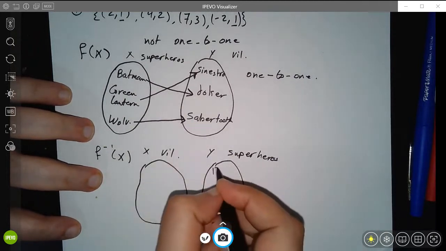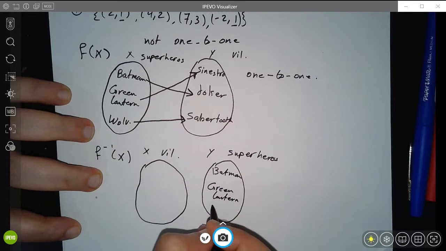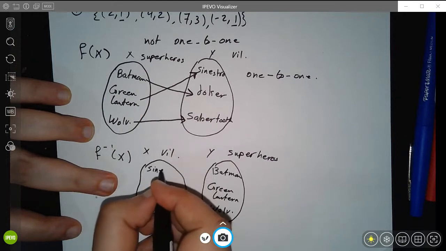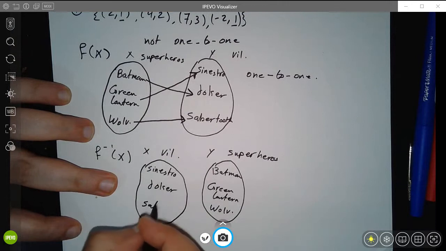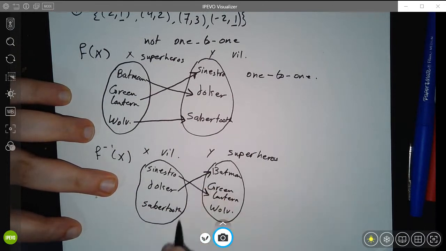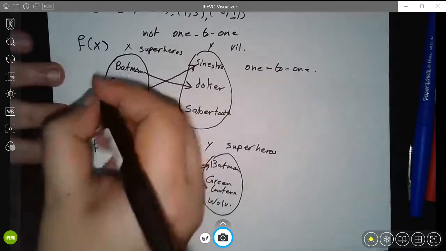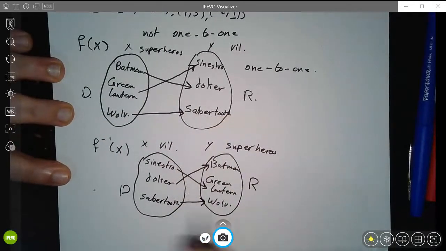So if I want to copy them exactly, this would be Batman. This would be the Green Lantern. And this would be Wolverine. And over here we have Astro, Joker, and Sabretooth. Right? So this one goes here. I'm reversing what I did just now. So that's your domain. That's the range. Here, that's your domain. And that's the range.